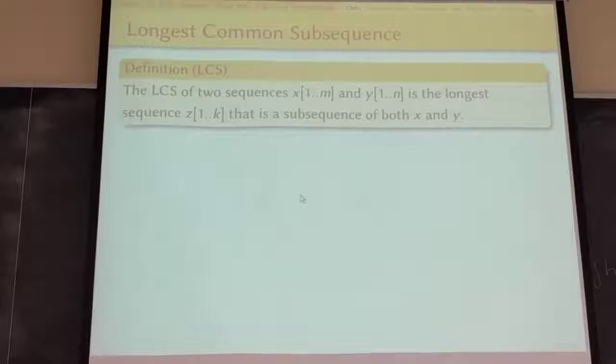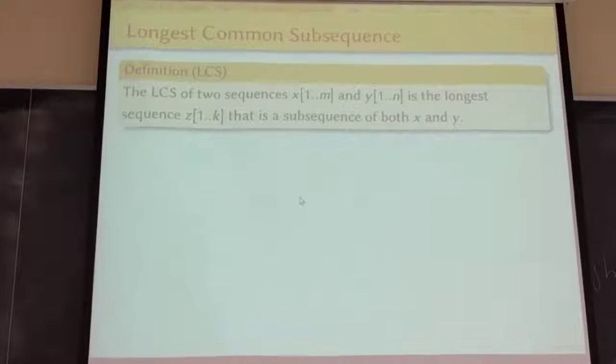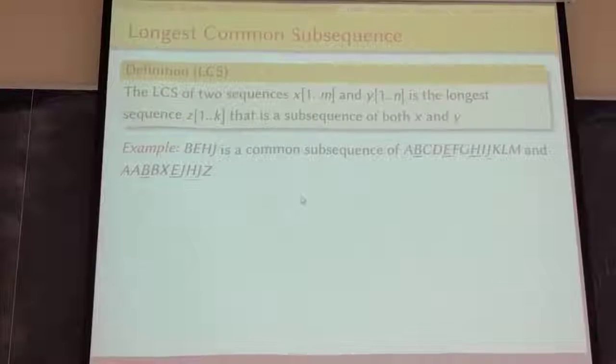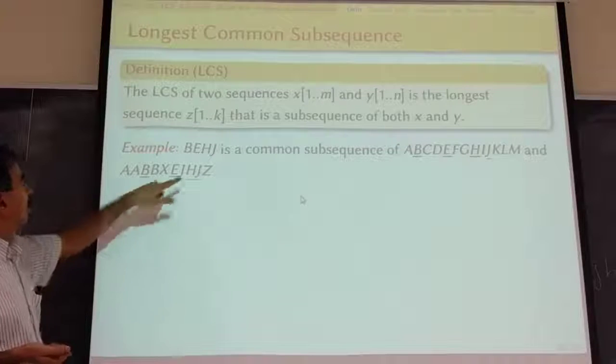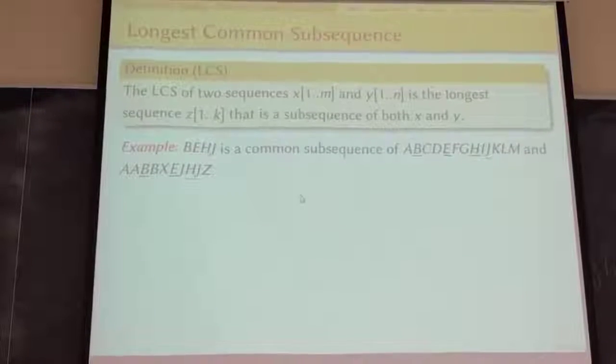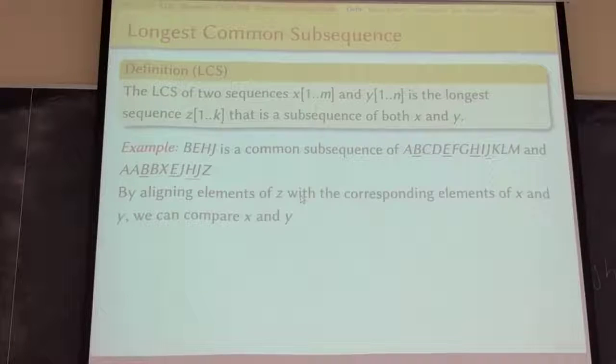And so what we want to do is compute this longest common subsequence. Okay? So given these two strings, BEJ is a common subsequence, which, by underlining, I've shown that they are common. Because, yeah, HJ. Okay.